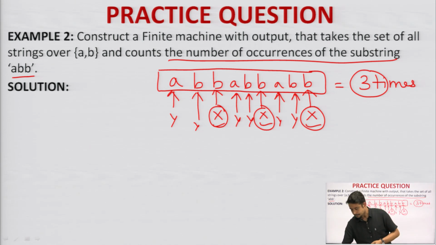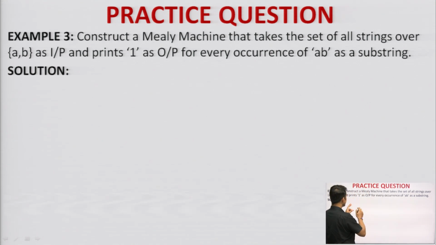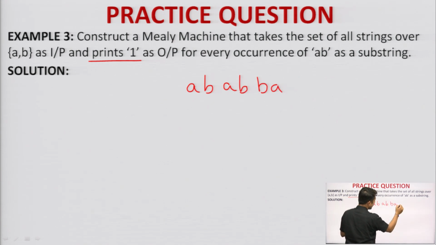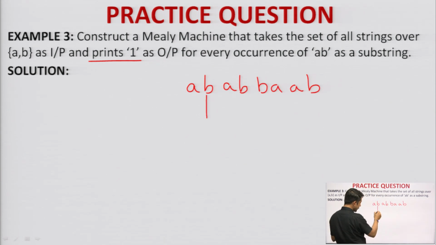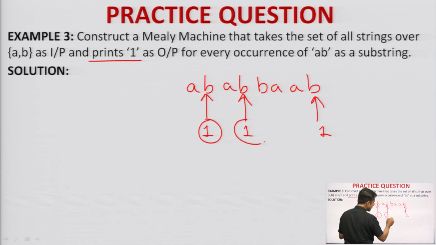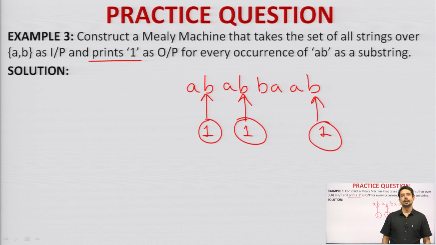Okay. Next slide, next question, again the same type of question. This time they have defined a particular output alphabet C and it prints 1 as output for every occurrence of a b. If I say a b a b b a a b, that means wherever it is terming as a b, it will produce 1. So how many times has 1 appeared? 3 times. So, therefore, a b appears 3 times.